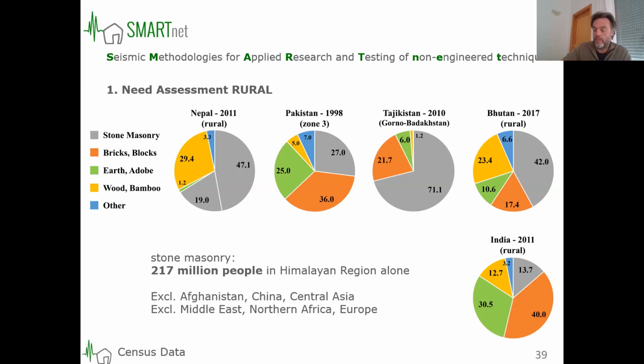But for example, Afghanistan, where it is estimated that 80% of the complete building stock is stone masonry, large parts of China, Central Asia, there are going to be several hundred million more people that are still living in these techniques.